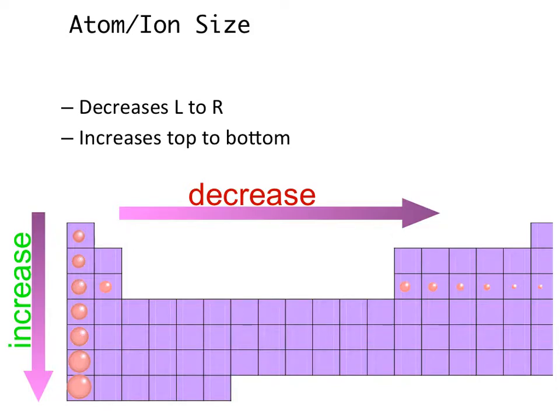Now the trend for your atom size and also your ion size is that it decreases from left to right. So basically, as you go from left to right, you're getting smaller. Okay, and as you go from top to bottom, you're getting larger. Okay, so knowing the trend is important, knowing what to expect. You should be able to look at two atoms that are adjacent to each other and indicate the size of that atom and how they compare to one another. And you can use these trends. However, you also need to be able to explain why.